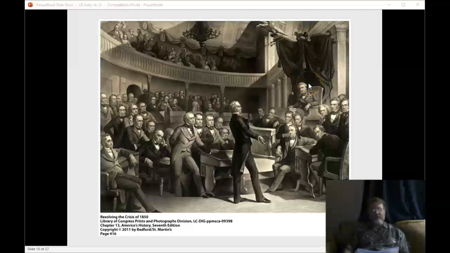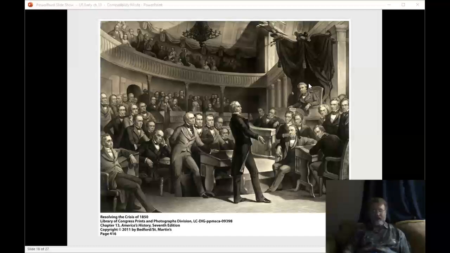Here we have senators debating the 1850 compromise. This is known as the antebellum era. Antebellum meaning before war, I believe. I think it's the decade or two right before the Civil War. Don't quote me on that. You can Google it. But anyway, this is the antebellum era right before the war.